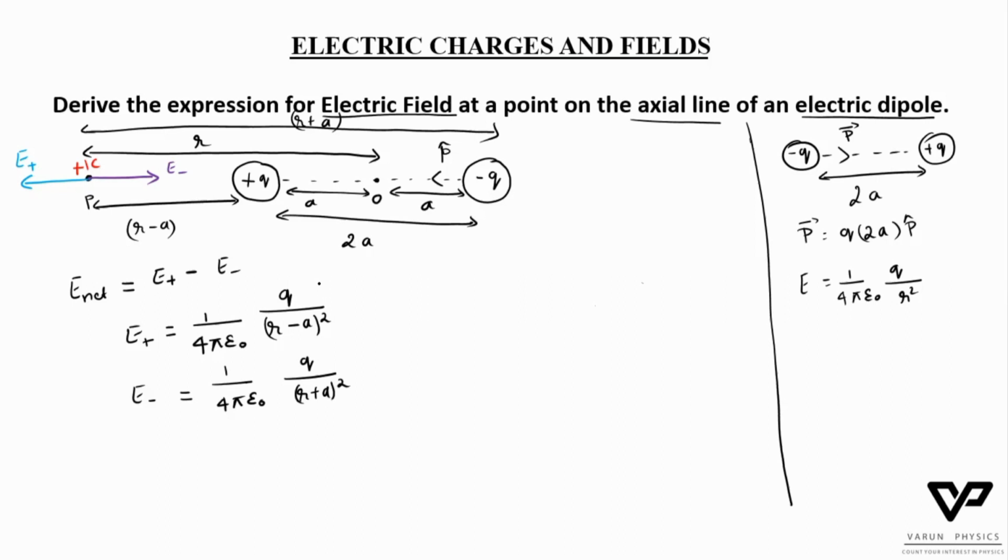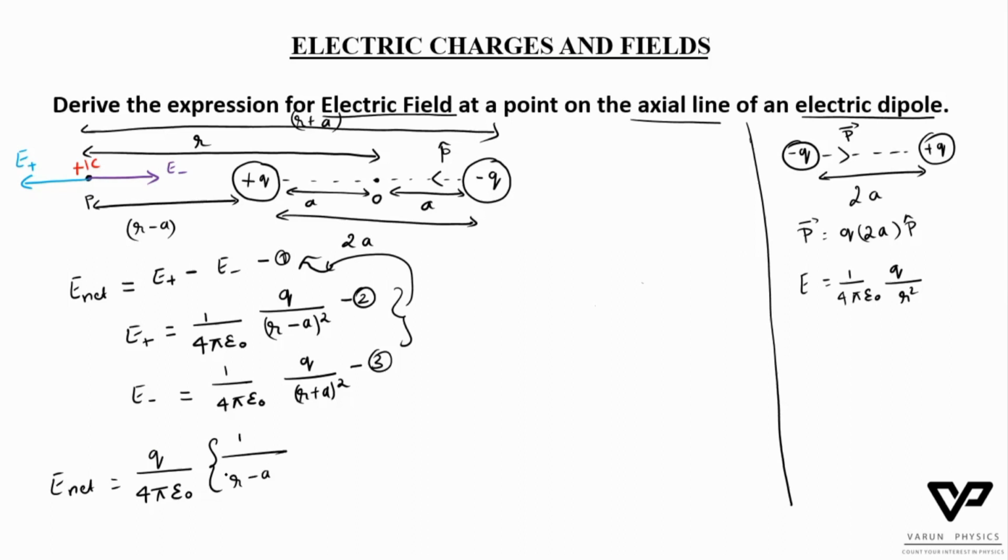Let me call these equations number 1, 2, and 3. Let us substitute equations 2 and 3 into 1. Then E net is equal to q by 4 pi epsilon naught, which is common, taken out, times 1 divided by (r minus a) whole square, minus 1 divided by (r plus a) whole square.